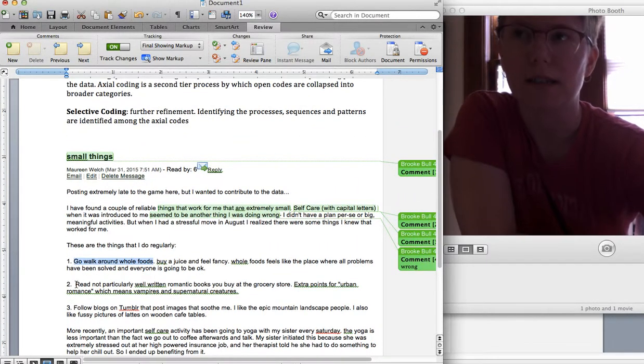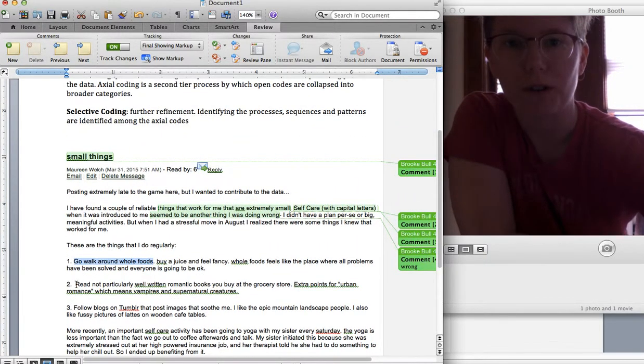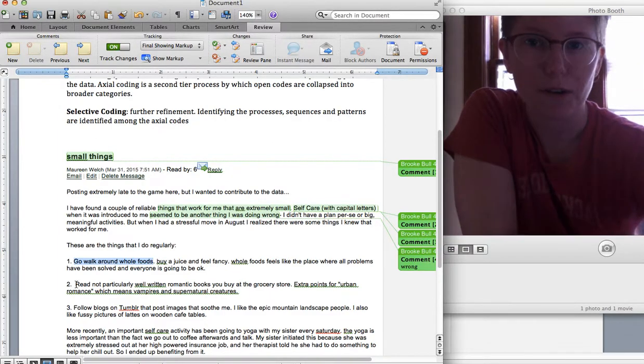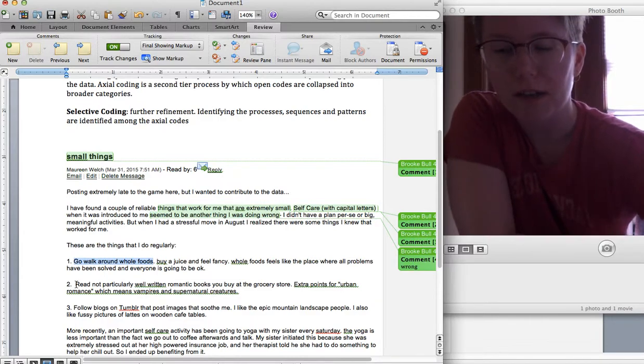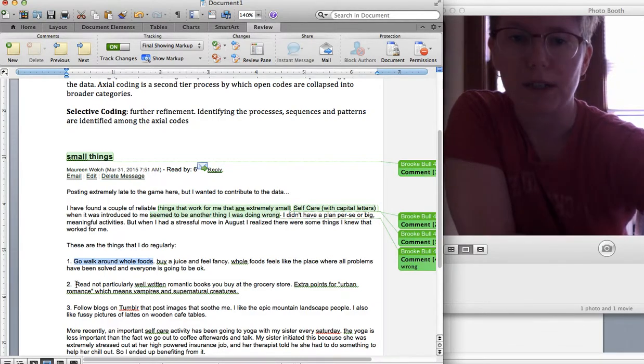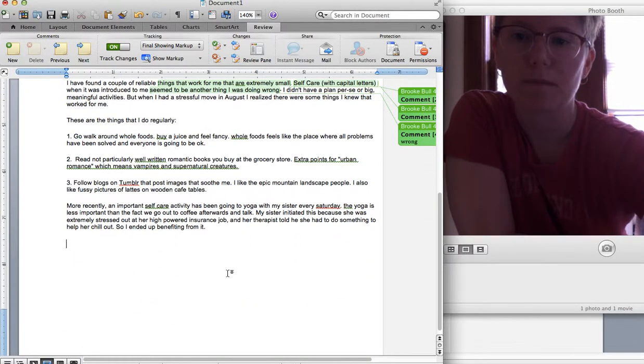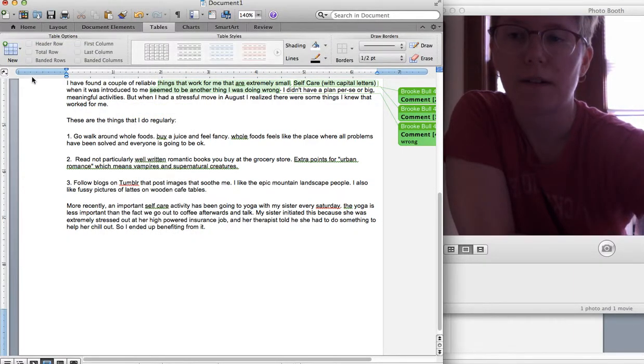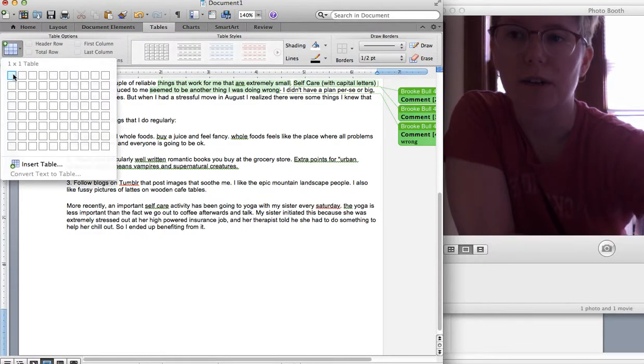So what I hope you're seeing is that even as you're doing this open coding process, your mind is jumping ahead to axial coding, and that's totally okay. That's normal and good. But you want to go through the whole thing and do open codes, and then you take your open codes and you create, this is how I do it. You insert a table. So let's say, I think I'm going to do 3.